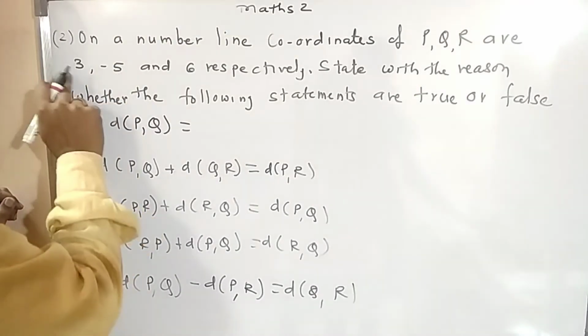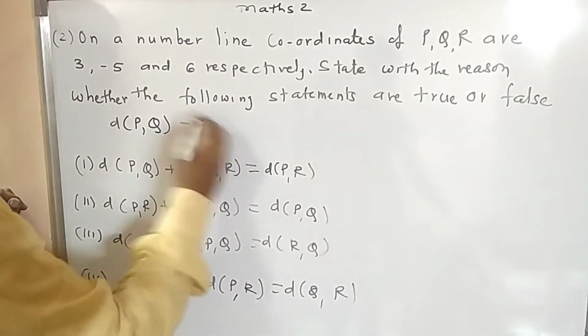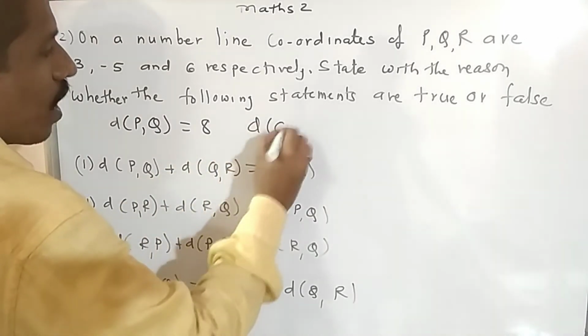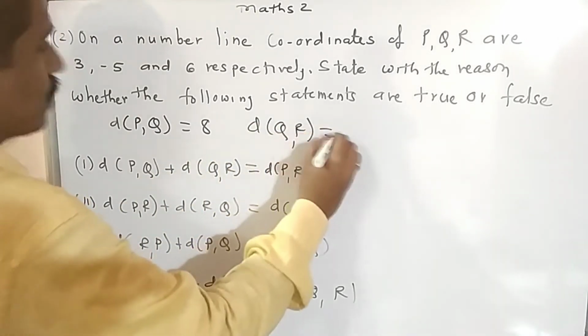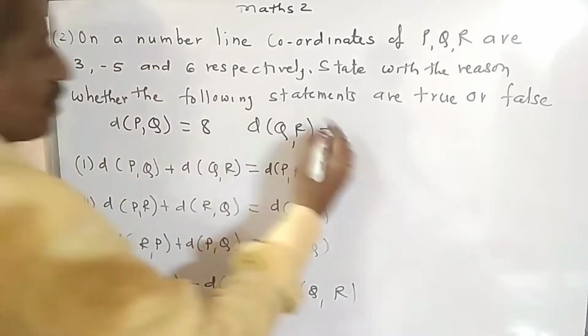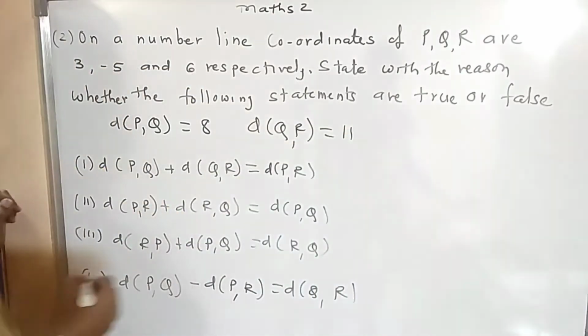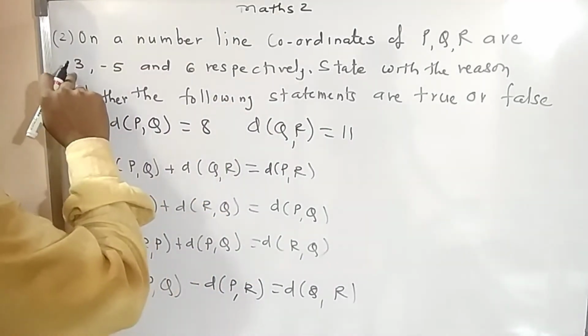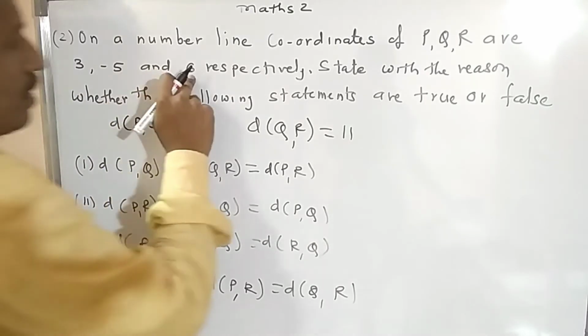PQ. This is 3 minus -5. It will be 8. What is distance QR? Coordinates are -5 and 6. 6 is greater. 6 minus -5, that is 11 units. And the distance of PR, coordinates are 3 and 6.